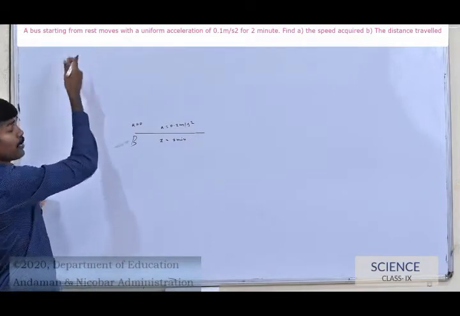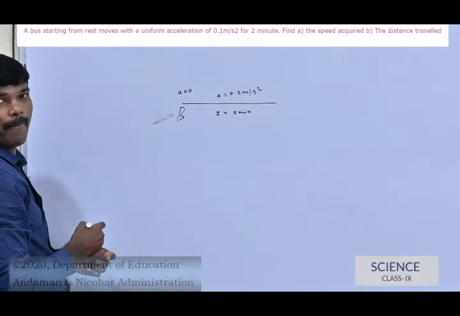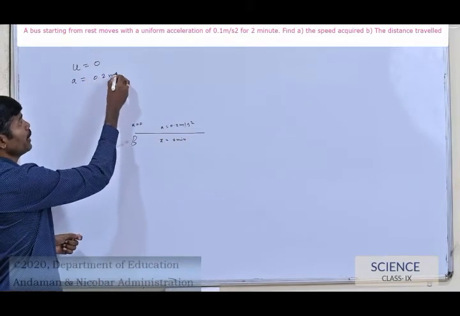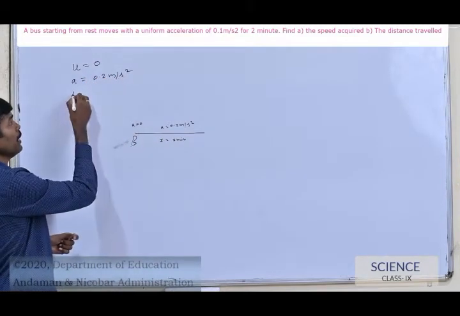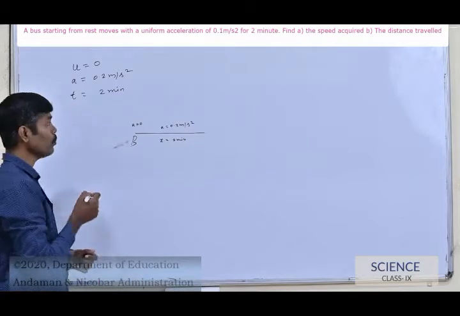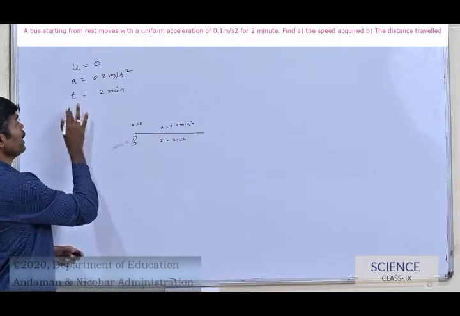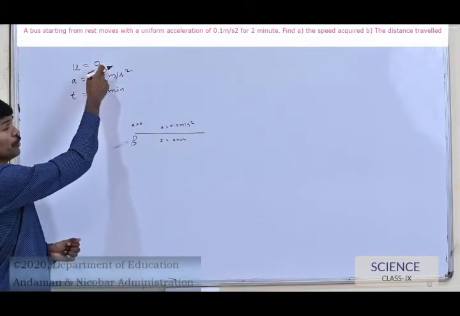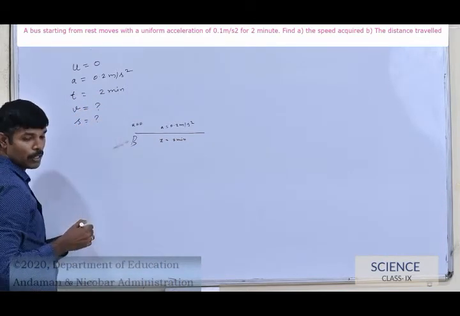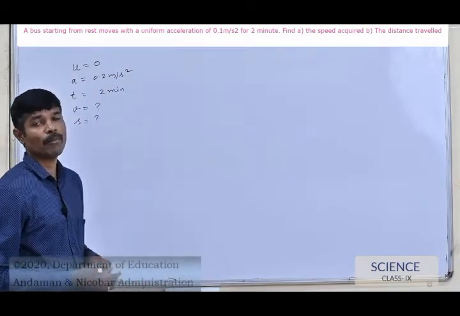Now, as the bus is starting from rest, the initial velocity u becomes 0. Then a, acceleration, is equal to 0.2 meter per second square. Then time is given, t is equal to 2 minutes. The thing we need to find should also be written so that you can identify which quantity needs to be found out. Speed means final velocity. Initial velocity is already given as 0, so we have to find v, and s. These two quantities need to be found out. To solve this, which formula are we going to use?